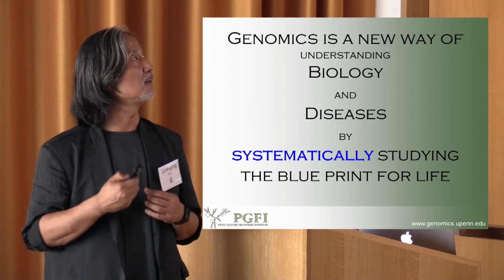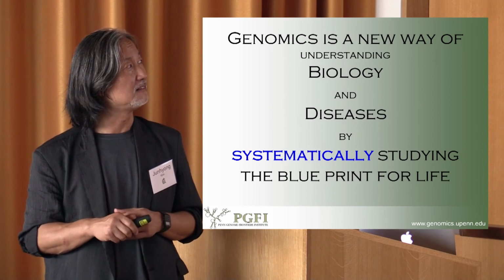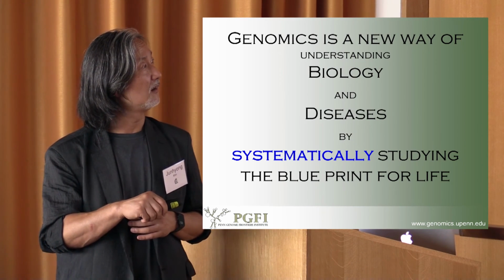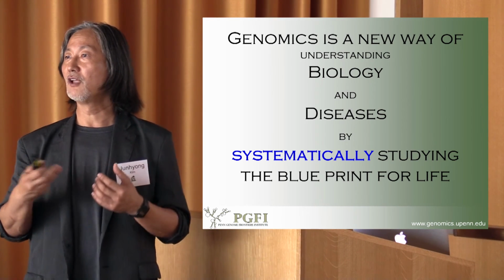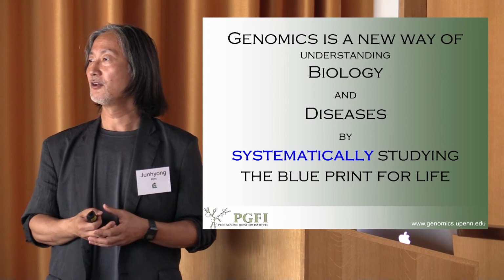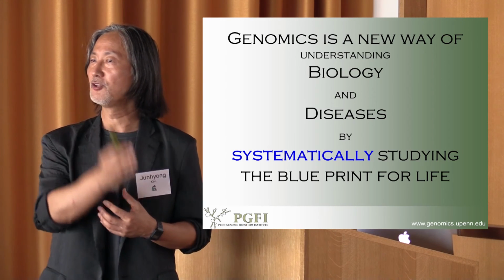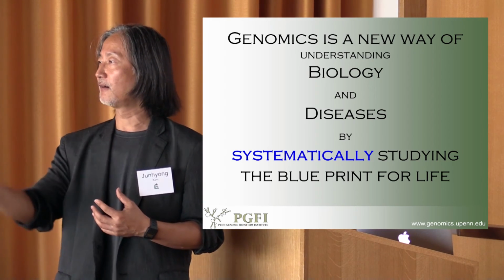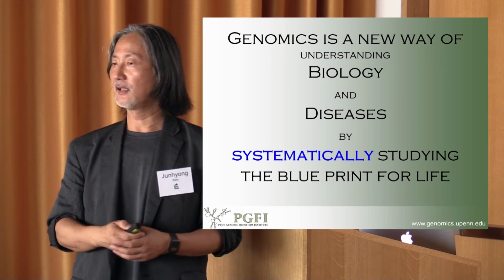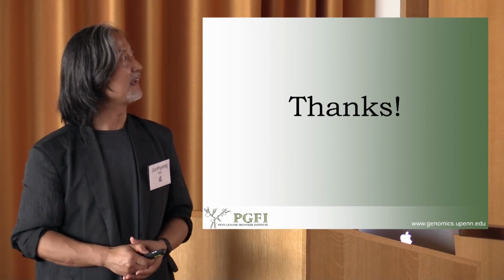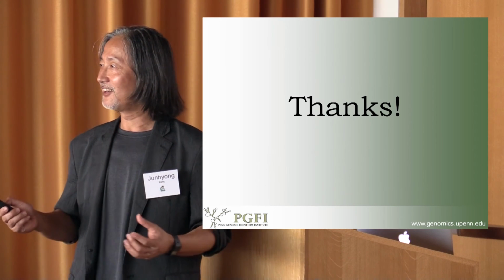So genomics is this new way of understanding biology and diseases. The key word here is by systematically studying what we call the information part of the genome. Right? So systematically meaning that we start by first enumerating all the parts there are in the system, and then try to see how these things all work together in the system. All right, thank you very much. That was my short introduction to genomics.